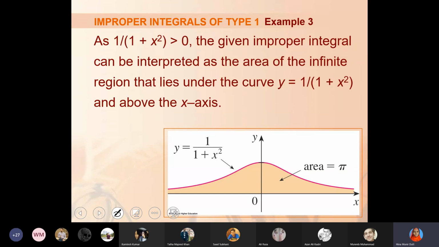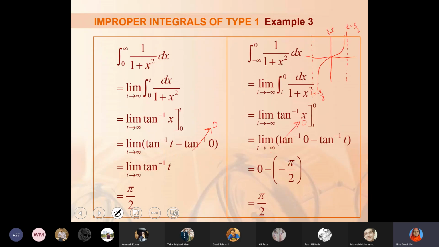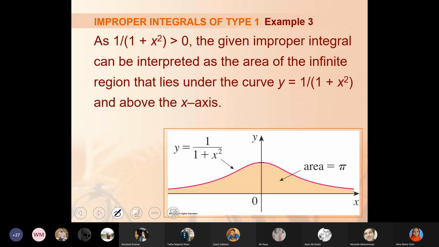If you draw the graph of 1 over 1 plus x square, basically you have to find the area under the curve, because 1 over 1 plus x square is positive, so you will find the area under the curve y equal to 1 over 1 plus x square from minus infinity to infinity. So this region seems to be infinite, but its area is finite, which is equal to pi, and you have seen how you will evaluate this.